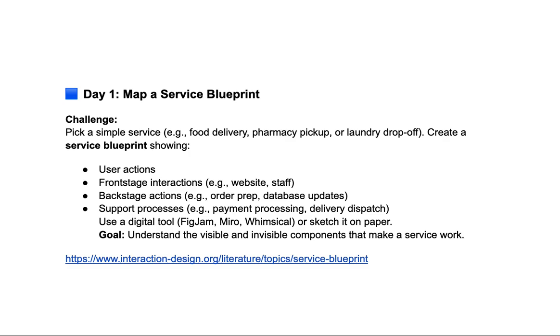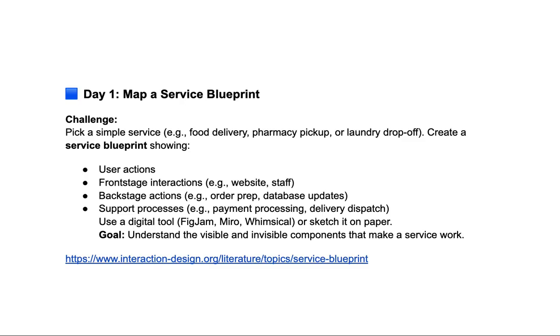One, map a service blueprint. So pick a simple service like food delivery, pharmacy pickup, laundry drop off, and create a service blueprint showing user actions across front stage and backstage actions. So, what users are doing as they interact with the front stage, and then how information or exchanges flow through front stage to backstage and how things are processed.